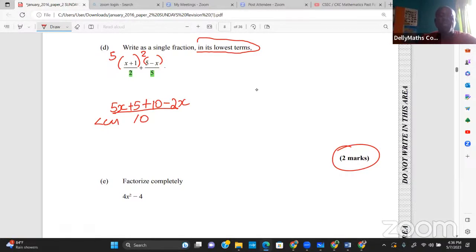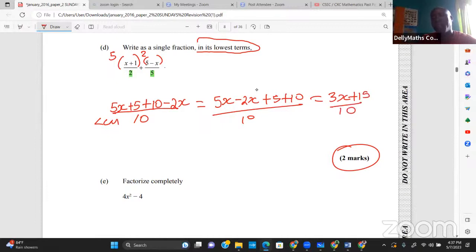Now we want to put together the like terms. I would just put them beside each other. 5x and then minus 2x. I have a positive 5, a positive 10, and all of this over 10. My final response: 5x minus 2x is 3x. 5 plus 10, that's 15. And all of this over 10.